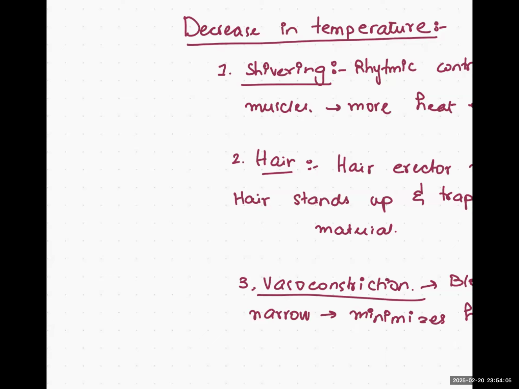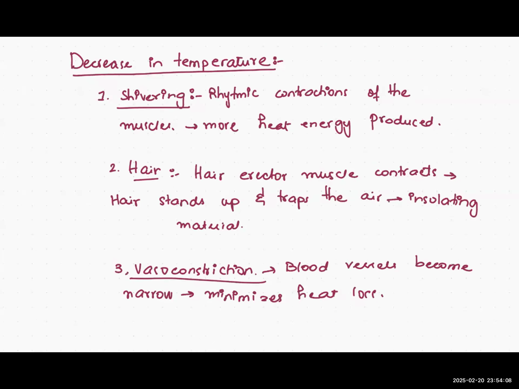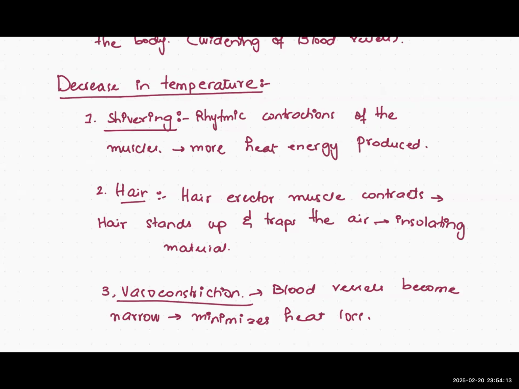So basically, these are the three ways that the body deals when the temperature of the surroundings decreases. Vasoconstriction is when the blood vessels become narrow, and the narrowing of the blood vessels minimizes heat loss, because the blood vessels are narrow, so less heat energy will be able to diffuse out. So this is all there is in your chapter of homeostasis and excretion. Is there any confusion or any part that's not clear? No. Okay, good.